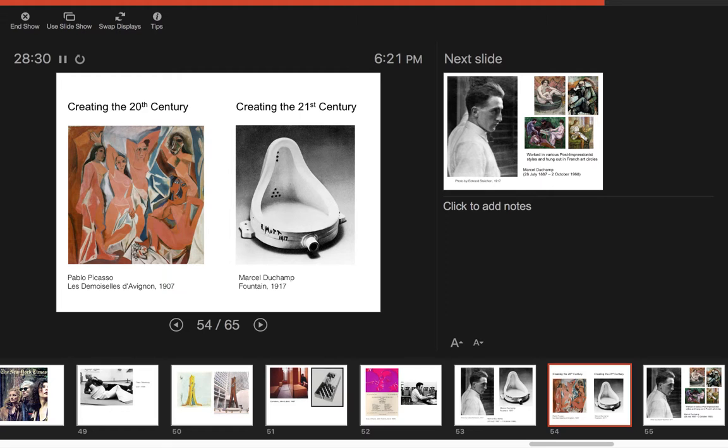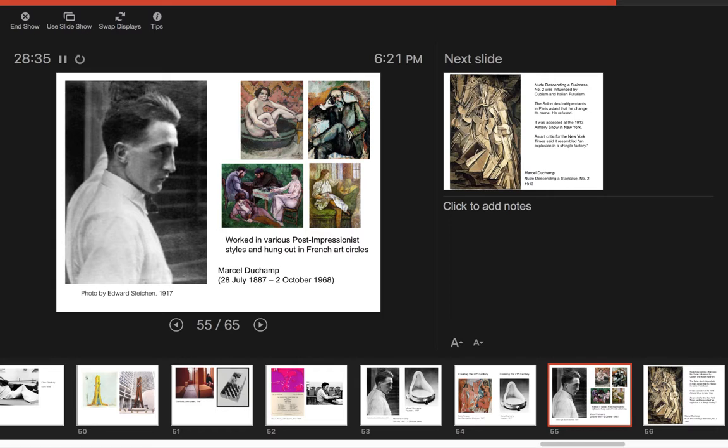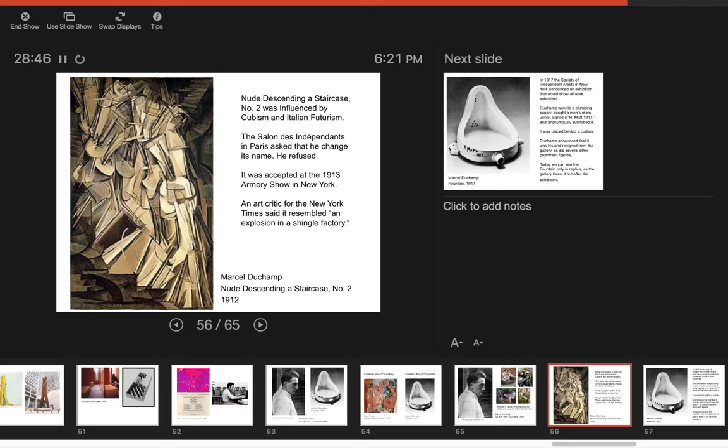So Duchamp began his career by hanging out in French art circles and working in various post-impressionist styles. Not very distinguished. And then in 1912, he does Nude Descending a Staircase, No. 2. And it's a huge sensation. He submits it to the Salon des Indépendants in Paris.